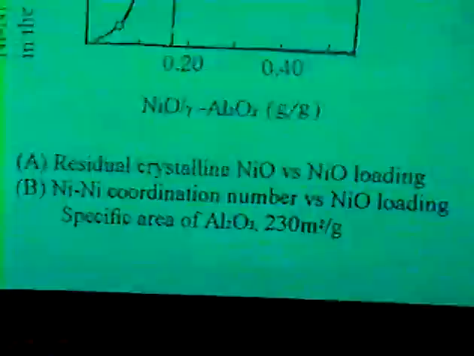We can find a critical loading of nickel oxide on alumina. If the loading exceeds this critical amount, then the crystal phase of nickel oxide increases linearly. But below this point, we cannot find the nickel oxide crystal. In this region, it's in a monolayer state. EXAFS gives very strong evidence for this.